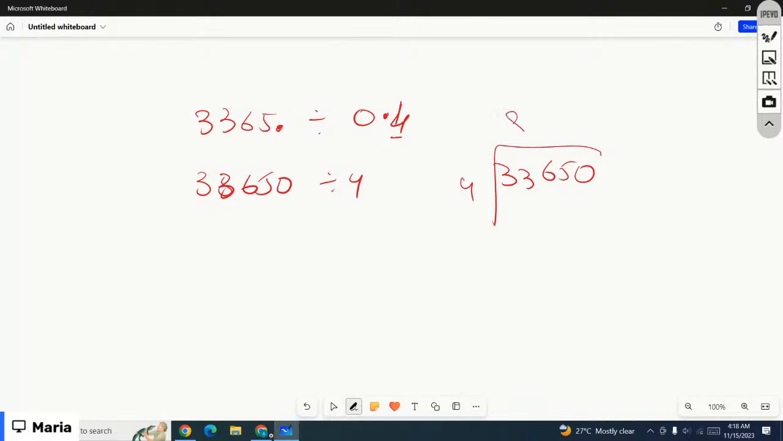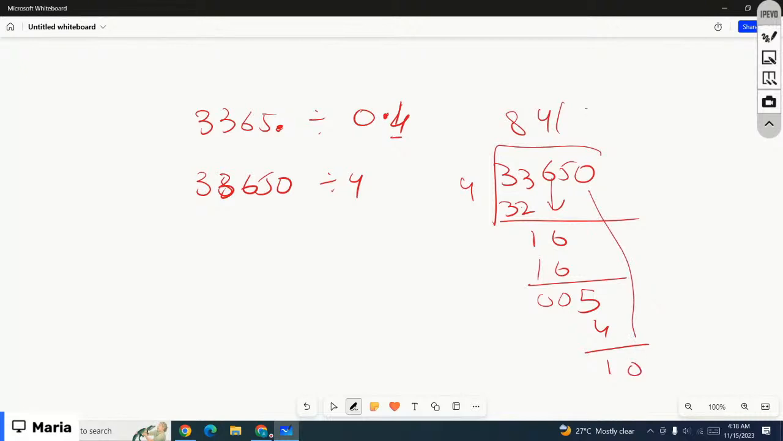4 times 8 is 32. So you have 133 minus 32 is 1. Bring the next digit down. 4 times 4 is 16. Now the next digit down is 5. 4 times 1 is 4, 5 minus 4 is 1. Now bring the 0 down. 4 times 2 is 8. Here you have to just put a decimal point and 0, and 4 times 5 is 20.